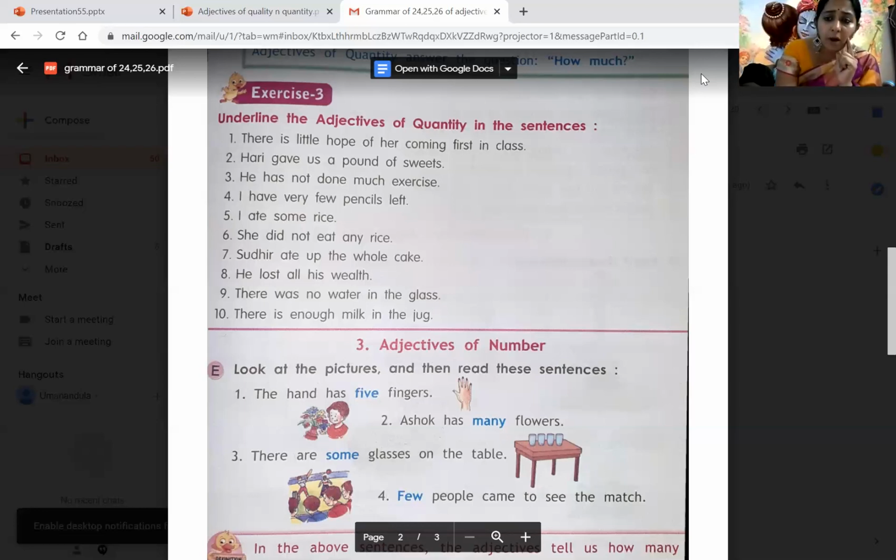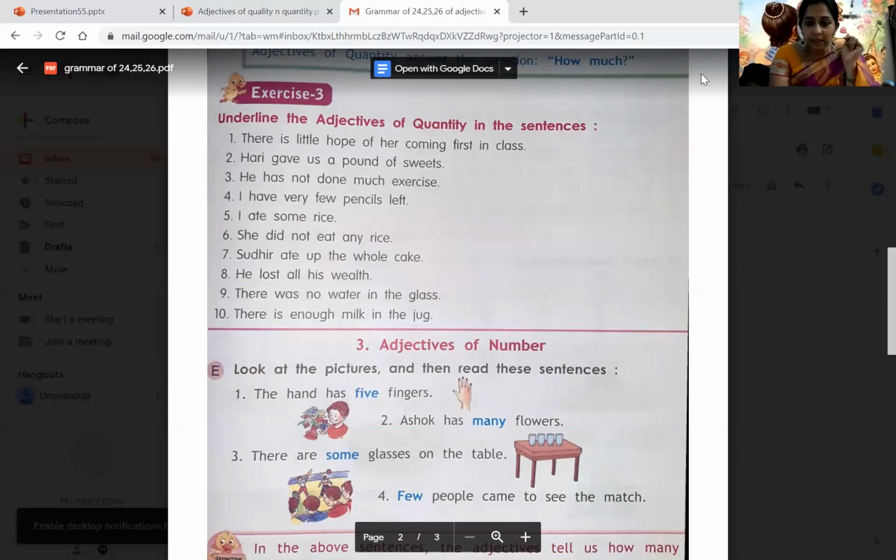He lost all his wealth. All means totally. Don't know how much wealth he has. He lost all the wealth. You should underline all. Ninth one, there was no water in the glass. See, there was little water, we discussed. Now there was no water means nothing. Even a drop of water is not there. So you have to underline no here. See, sometimes you will get it like this. No is an adjective. Yes. In this sentence, according to how much, the adjective of quantity is no.